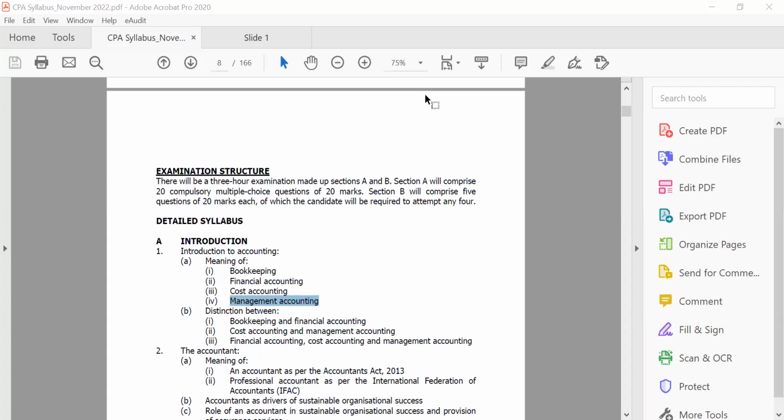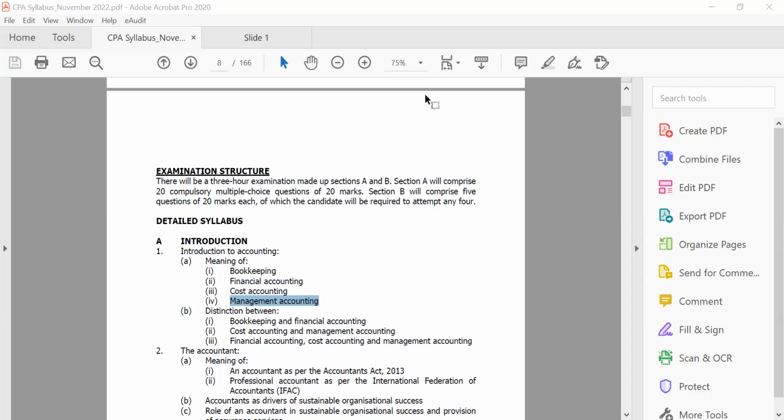Now, who are the managers that we are concerned with? The concerned managers here are the non-finance managers. The managers like marketing managers, production managers, the CEO, and so on. These are people who want to make decisions, but they make these decisions based on the results that have been provided by management accountants. One of the papers that you'll be doing on this course is cost and management accounting.